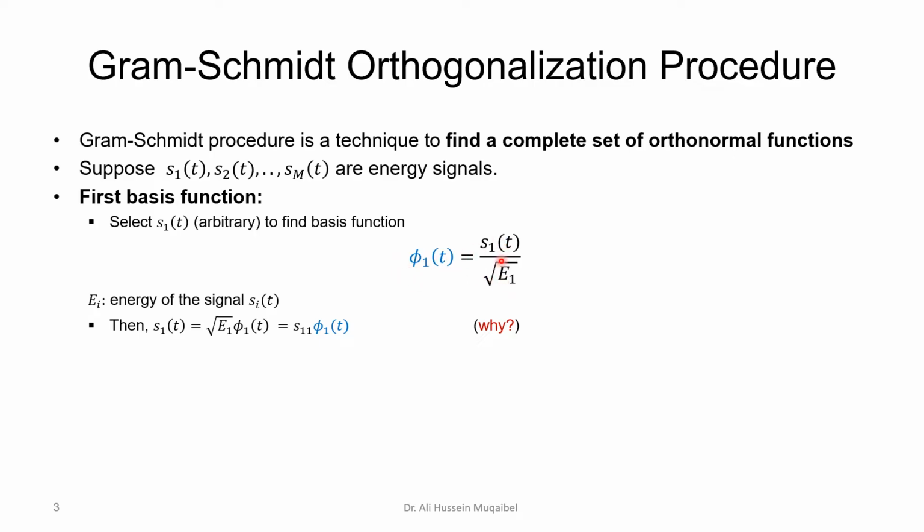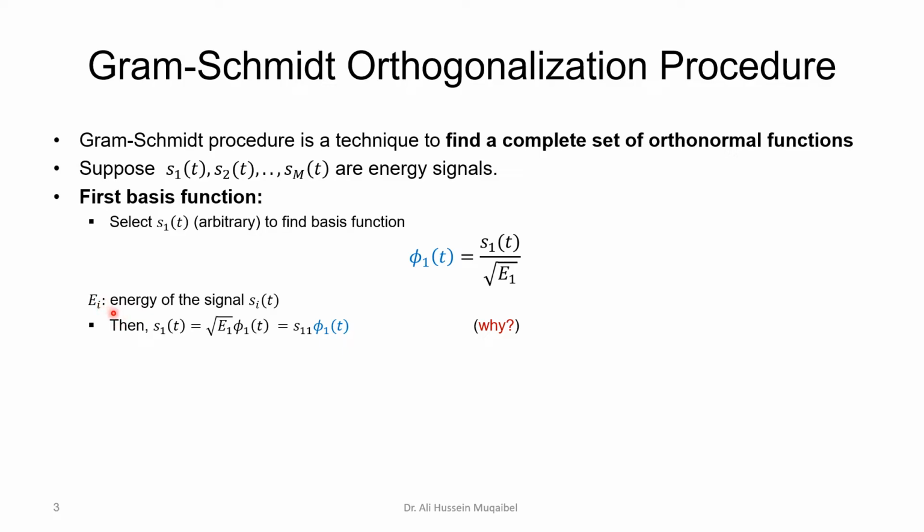But we need to divide by square root of E because we need orthonormal. This has to be normalized. So the signal itself could have an energy which is more than 1. So we need to normalize this. How do we do this? By dividing by square root of E and not E. Why square root of E? Because this is the amplitude of the signal. And remember that the energy is related to the square of the amplitude. So the amplitude itself will be divided by square root of E.